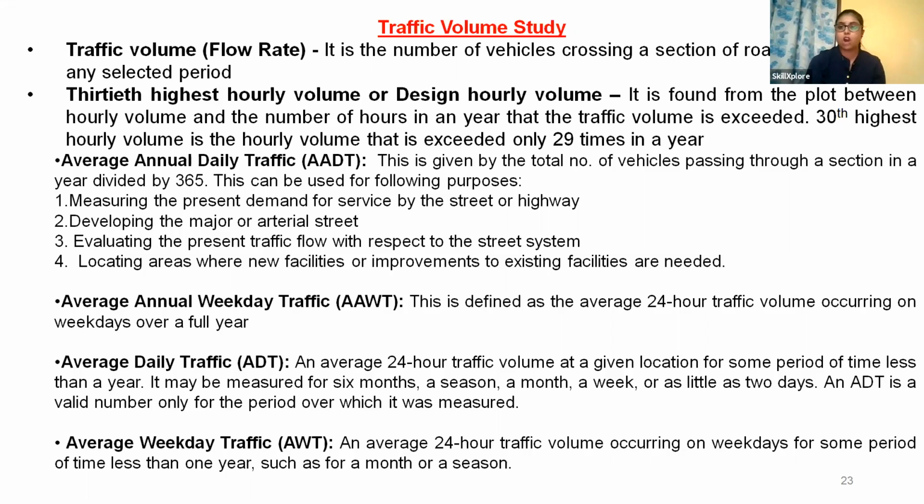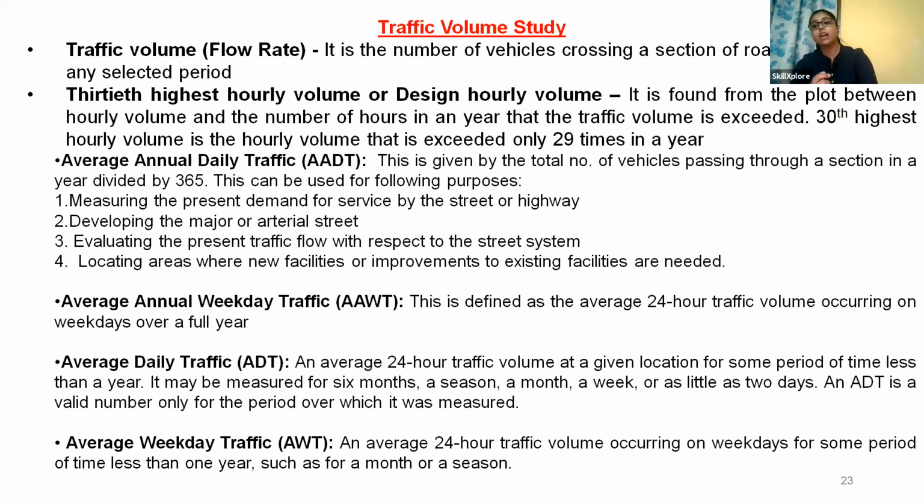The traffic volume we have already mentioned, and the next important category is the 30th highest hourly volume, or design hourly volume. It is found from the plot between hourly volume and the number of hours in a year that the traffic volume is exceeded. The 30th highest hourly volume is the hourly volume that is exceeded only 29 times a year. So that is generally taken for design purposes. Then average annual daily traffic. The average traffic for the 365 days is normally taken as average annual daily traffic. It is measured by the present demand for service by the street or highway, the major or arterial street, etc.